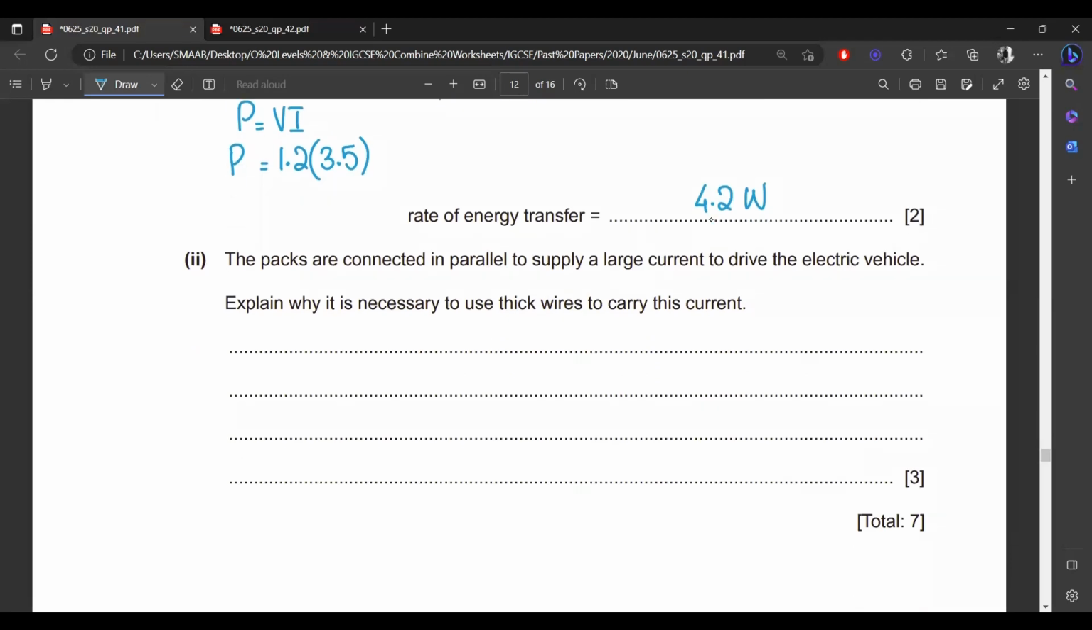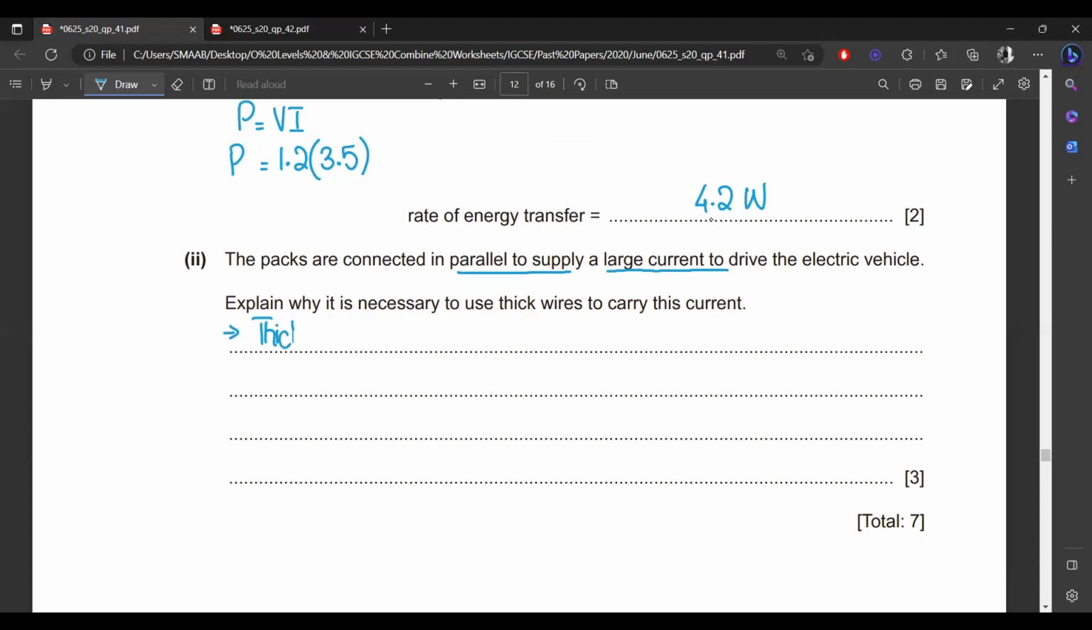Okay, the packs are connected in parallel to a supply, a large current to drive the electric vehicle. Explain why it is necessary to use thick wires to carry this current. Because they mention greater resistance. Yes. So we have to transfer a large amount of current, so to avoid a high value of resistance, we use thick wires, right?